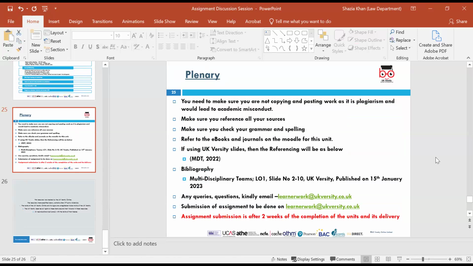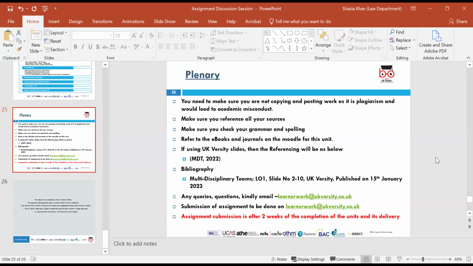Refer to ebooks and journals on Moodle for this unit. Any sort of resources you need to get are on Moodle, any additional readings on Moodle, any recordings for the learning outcomes on Moodle. This recording will be on Moodle for you to go on to. If using UK Varsity slides, then reference will be as below: MDT 2022, Bibliography, Multidisciplinary Teams, Learning Outcome 1, slide number 2 to 10, UK Varsity, published on 15th of January 2023. That's an example of how you would use it.